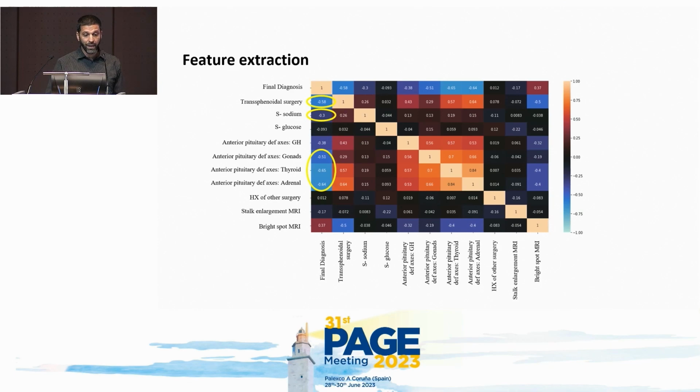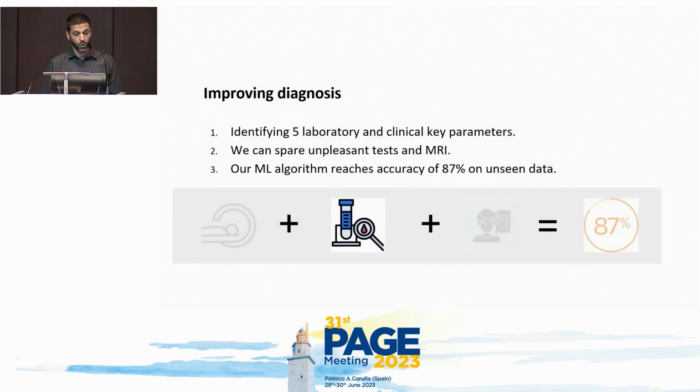So after some debate, we also put sodium and glucose in. So, improving diagnosis, identifying 5 key laboratory and clinical parameters, we can spare unpleasant tests and the MRI. We just use those laboratory parameters, and our machine learning algorithm reaches an accuracy of 87%. This is really nice. Can we do better?